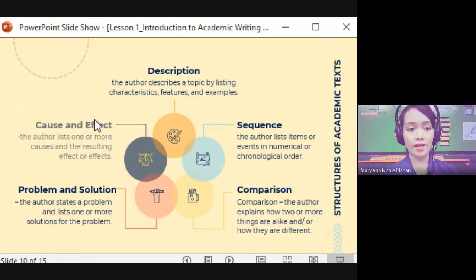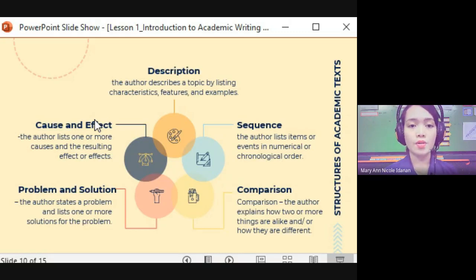Next, we also have cause and effect. The author lists one or more causes and the resulting effect or effects. So, for example, let's have the same issue, poverty. You will cite what could be the causes of that poverty. Is it lack of education? Is it because of our government? Is it because of our economics? What else? And you will also discuss the effects of poverty. What will be the effects of poverty in our country? Are there a lot of people who are starving? Are there a lot of people who are able to survive, or does it have something to do with the diseases that this country may have, or does it affect our economy?